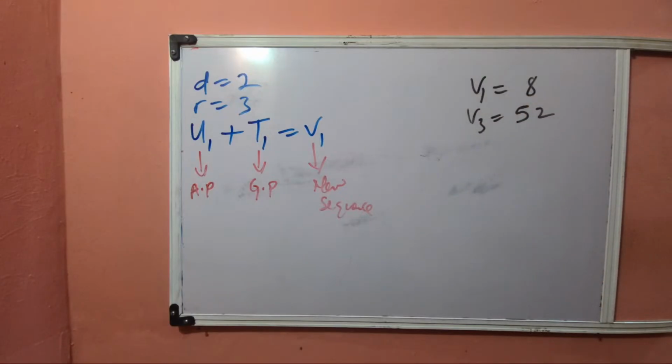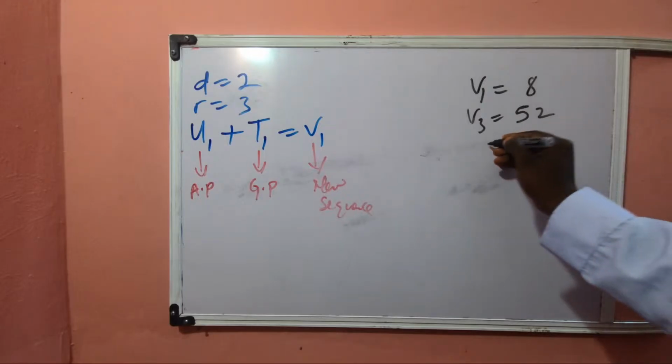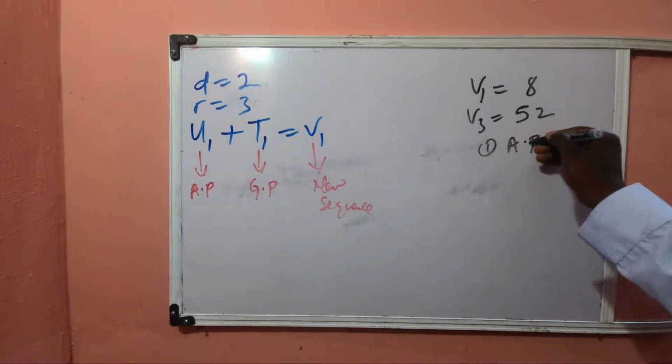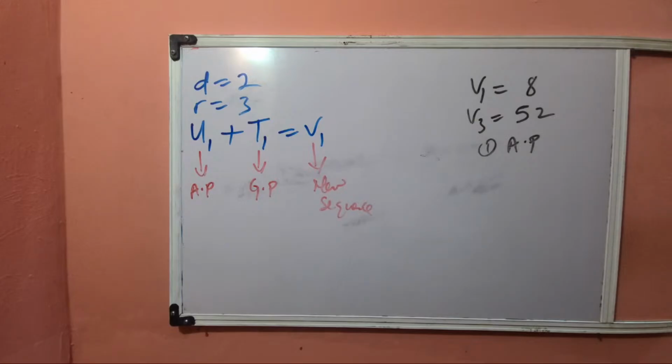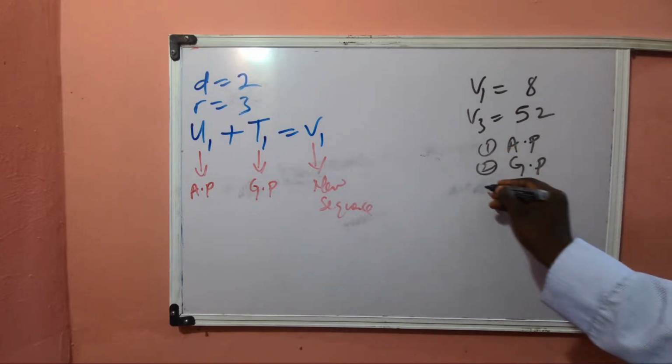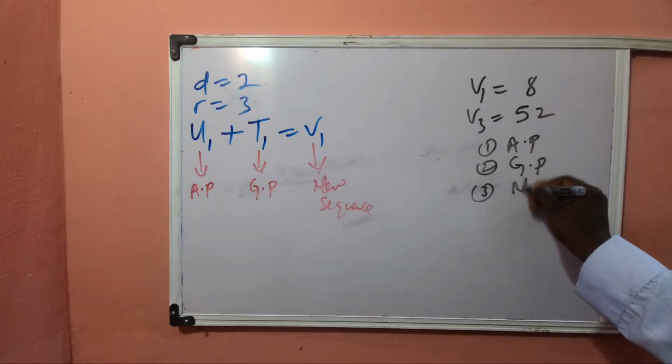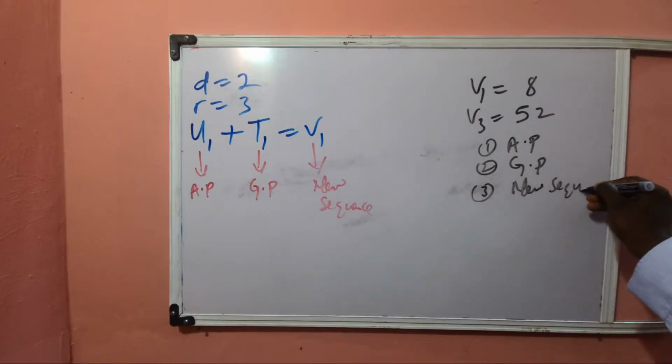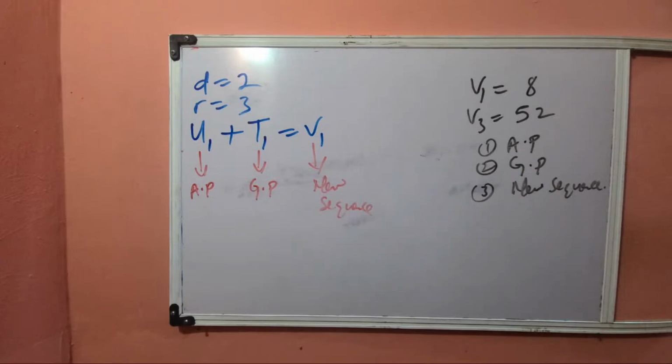Now the question said we should find, number 1, the AP. That means give me the arithmetic progression, the arithmetic sequence. And then the second part said find the GP. And then the third question said find the new sequence. We don't know whatever is going to be the name given to this new sequence. Obviously, it's a combination of both an AP and a GP.